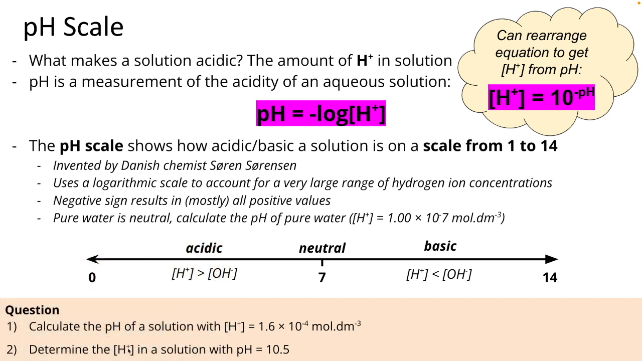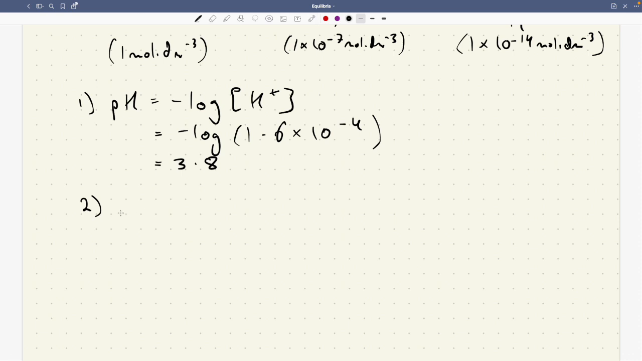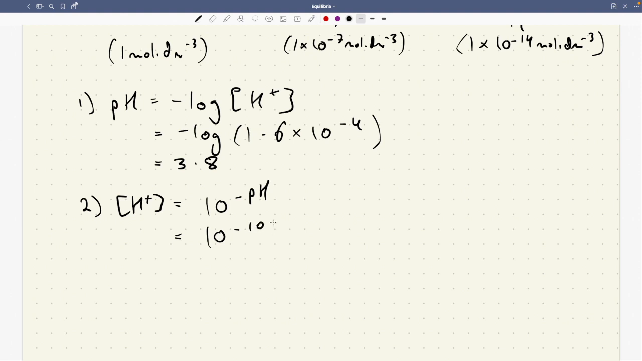Conversely, determine the concentration of hydrogen ions in a solution with pH equal to 10.5. Let's use our equation up here. We're going to end up with concentration of hydrogen ions equals 10 to the minus pH, where 10 to the minus, what was our pH value? 10.5. So we're in the basic region. 10 to the power of minus 10.5 gives us a value of 3.16. Let's use 3 significant figures that we were given in the question, times 10 to the minus 11 moles per decimeter cubed.